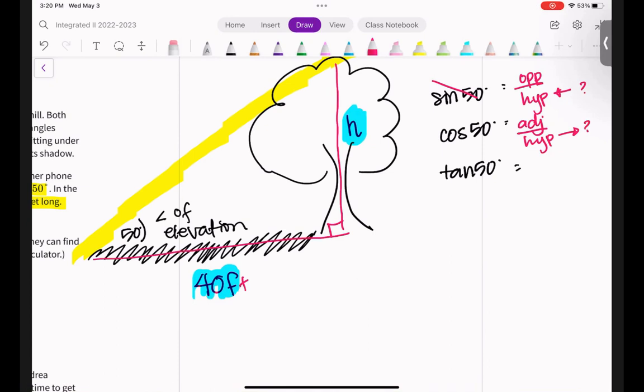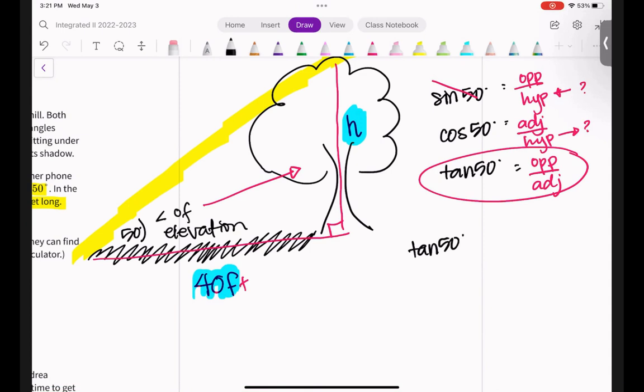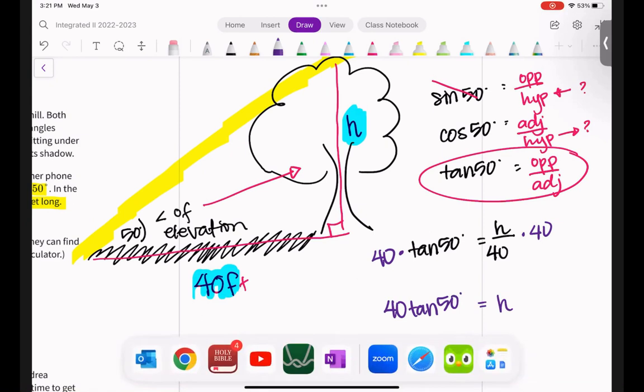Tangent is TOA, which means opposite over adjacent. So this is going to be my winner because that's the opposite and the 40 feet is the adjacent. So I'm going to write my equation. It's tangent of 50 degrees equals opposite, which is h, over 40 feet. And then how do you solve for that? Well, I'd multiply both sides by 40 because I'm dividing by 40 and that's how you undo it. So h is equal to 40 tangent of 50 degrees, which then I pull up my handy dandy Desmos.